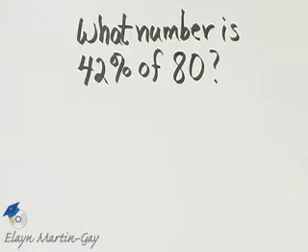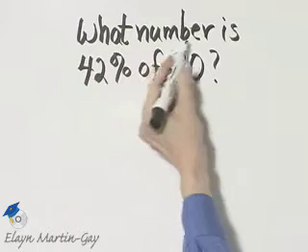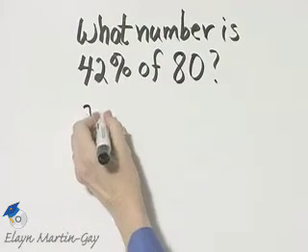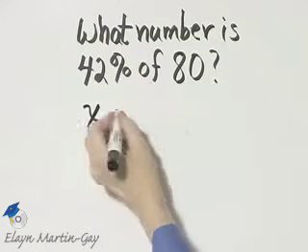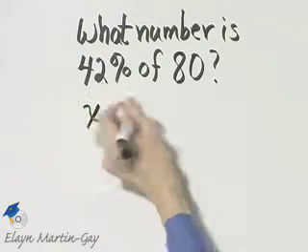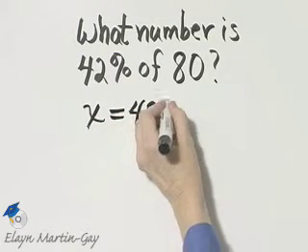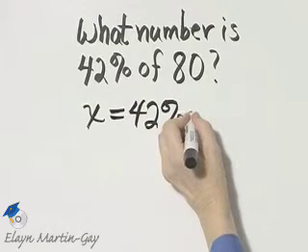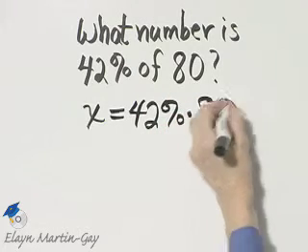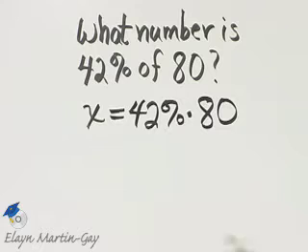Let's now find what number is 42% of 80, and we'll do that by a direct translation equation here. What number, we'll let that be our unknown, is, means equals, 42% of, means multiplication here, 80. And there is our equation.